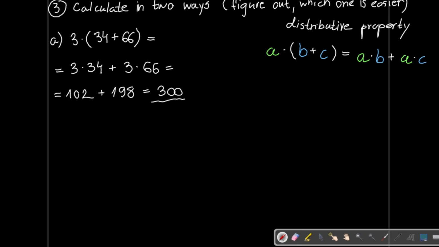So alternately, we can just ignore this property and do the brackets first. And the brackets give us 100. And we just add 2 zeros to 3. We get the same result, since that's how the distributive property works. But maybe in other cases the distributive property will actually be easier. That's why it is important to know it.